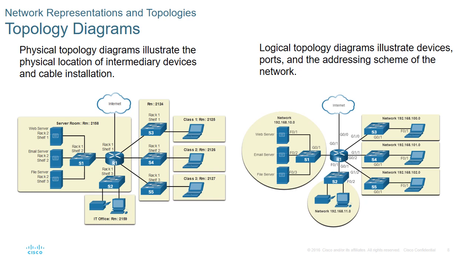Say for example, server room number 2158. In that room we can find web server, email server, file server, switch 1, rack 1, where these devices are available in that server room. In that server room, the router is available in shelf 1, rack 1. The switch is available in rack 1, shelf 2. The web server is available in rack 2, shelf 1.